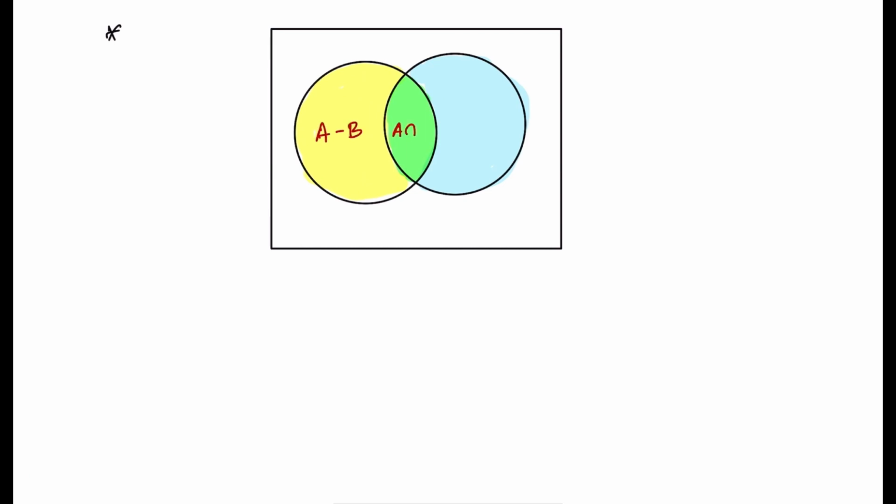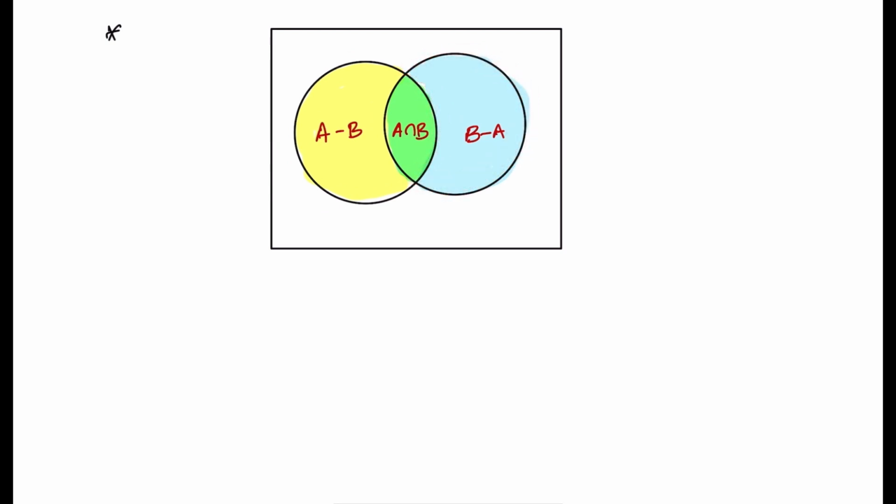This region was A intersection B. This region was B minus A. These were the three regions that we have discussed already. This is the intersection part where common elements lie. In this region, A minus B, only the elements of A lie, and in this region only the elements of B lie, not A.